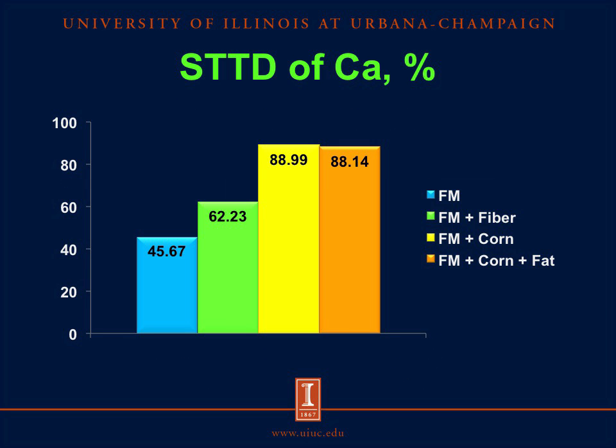Here we show the STTD of calcium in the 4 diets again. So as you can see, the fish meal cornstarch diet had the least STTD of calcium. Fiber increased the STTD of calcium, but not as much as the fish meal corn diet, which is almost double that of the fish meal cornstarch. Therefore, there are some factors such as production of short-chain fatty acids or avoiding precipitation of the minerals or other factors that we are not aware of that are responsible for these differences.